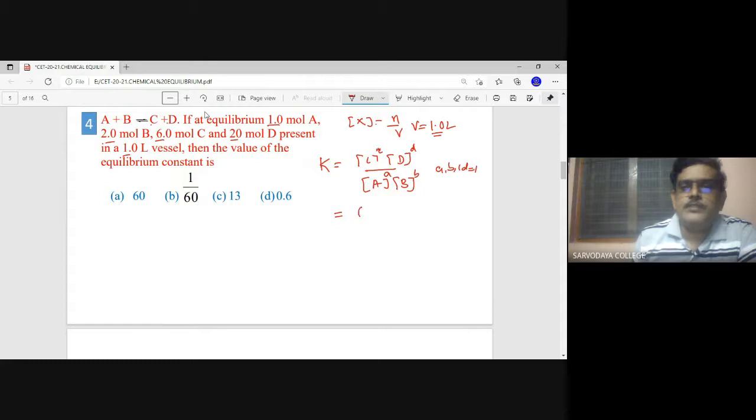Now substitute 6 times 20 divided by 1 into 2. So how much it comes to is 20 times 6 and 1, 2. So it will be 60. So the answer for this question will be 60. If you reverse the expression, then I will interchange the numerator and denominator. The answer for this question is A.